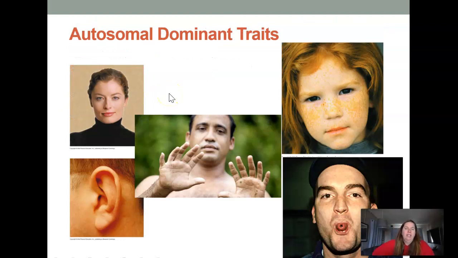Okay, we're going to leave it off there, and I'll pick up with part 2 of this lecture, starting off with autosomal dominant traits.